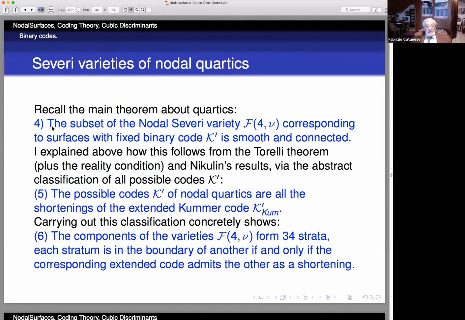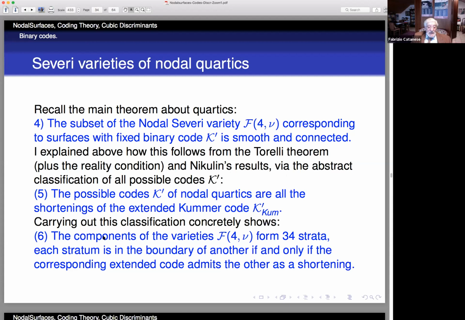So let's go back. The main theorem about quartics is that the subset of the nodal Severi variety corresponding to surfaces with fixed binary code K prime is smooth and connected. I explained how this follows from the Torelli theorem plus the reality condition and Nikulin's results via the abstract classification of all possible codes. The possible codes are all the shortenings of the extended Kummer code.